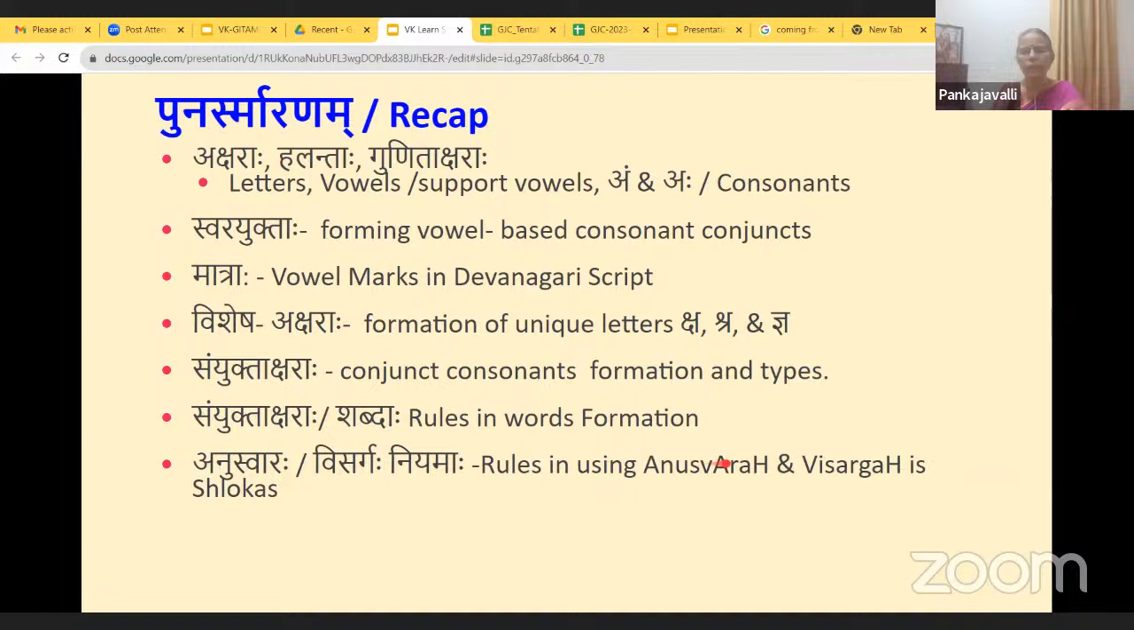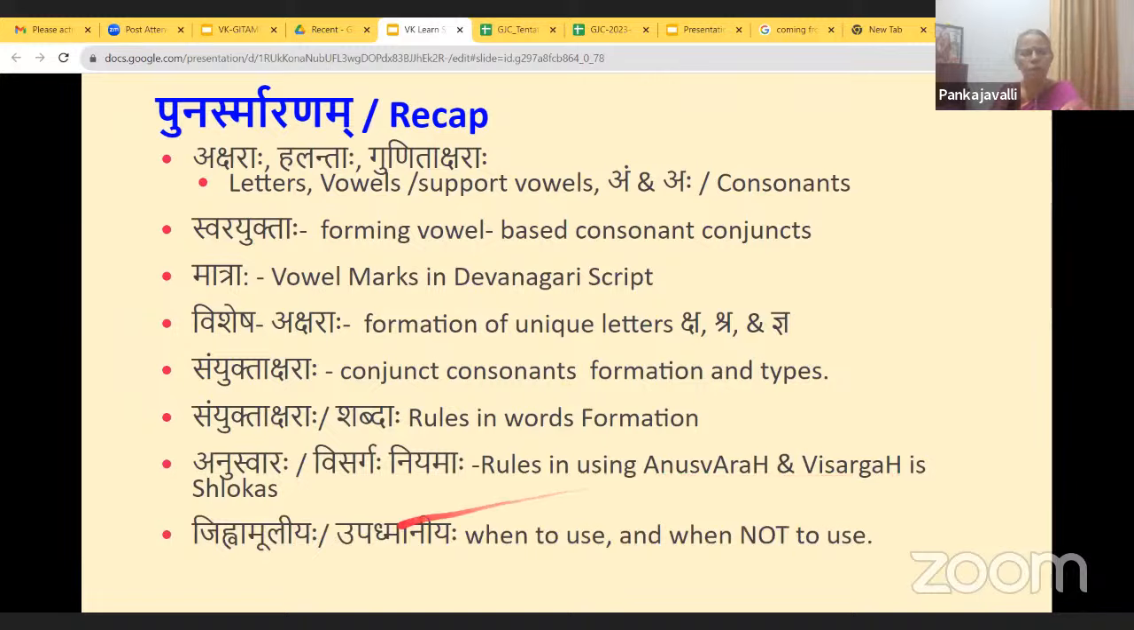And then one more thing is, the Visarga again becomes only a pronunciation in Gita. They are called Jivamooliyaha and Upadhmaniyaha. Jivamooliyaha is the root of the tongue. The ha sound doesn't come just like that. When ka or kha are coming, you get Jivamooliya. And when Upadhmaniyaha comes, there will be a pa or pha, so that time you get an F sound.